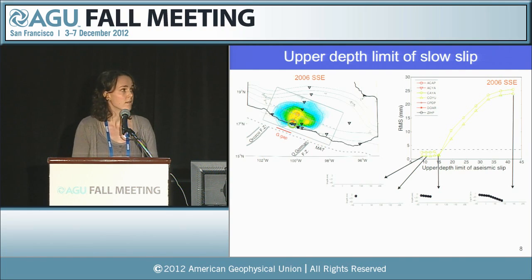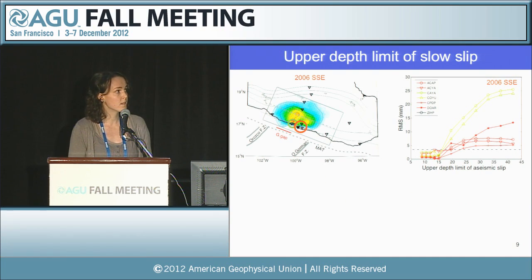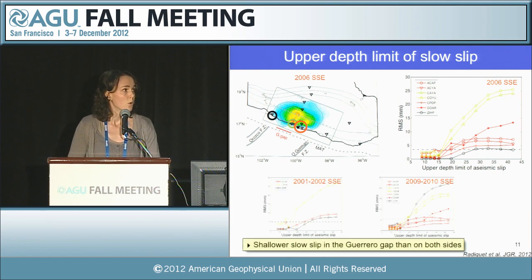What we see is that for the GPS stations that are located in the Guerrero gap, there is a large increase in the misfit for an upper depth limit of slip of about 15 kilometers. For the GPS stations that are located east of the gap, the increase of misfit is lower, and the same is true for the stations located to the west side of the Guerrero gap. We observe the same behavior for the 2002 and 2010 slow slip events. So what does it mean?